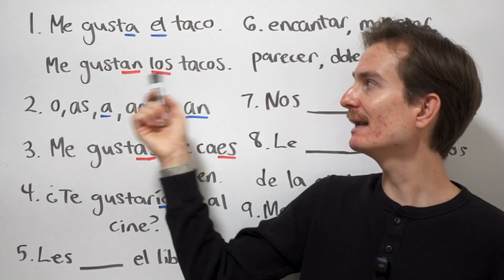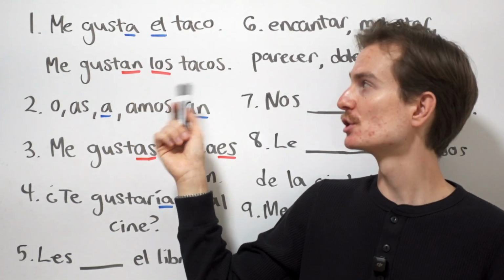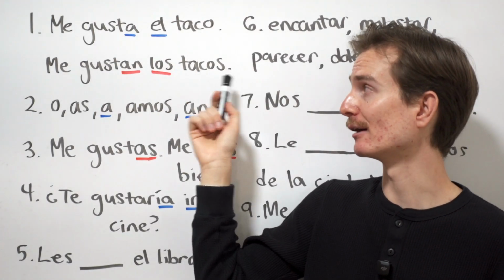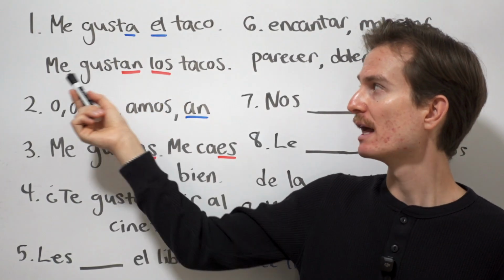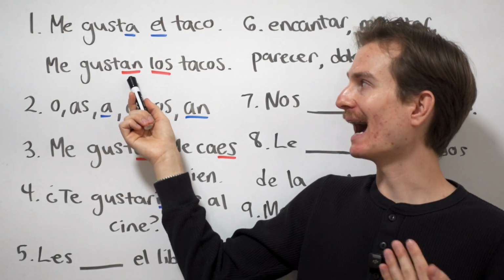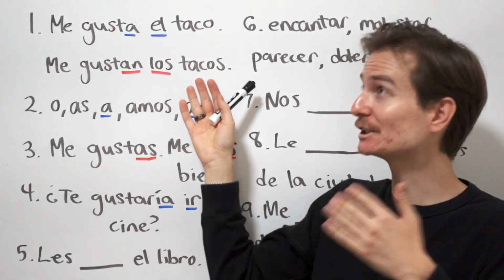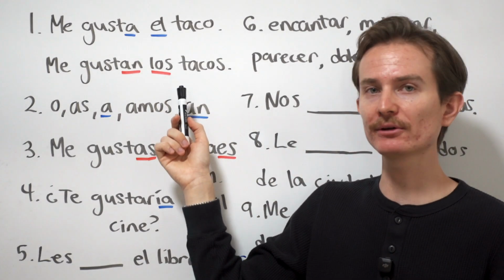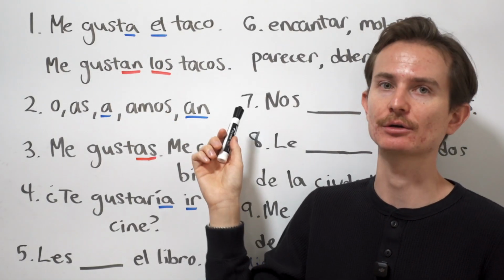I like the taco. But now, notice how we have me gustan los tacos. So now it's plural, right? Now, instead of being a singular noun, we have a plural noun, okay? And notice how now, instead of gusta, we have gustan. The me doesn't change. It stays the same. However, we need to change how gustar is conjugated depending on the noun and how much of the noun there is, okay? So whether it is singular or plural, okay? So we have gusta el taco versus gustan los tacos, okay?